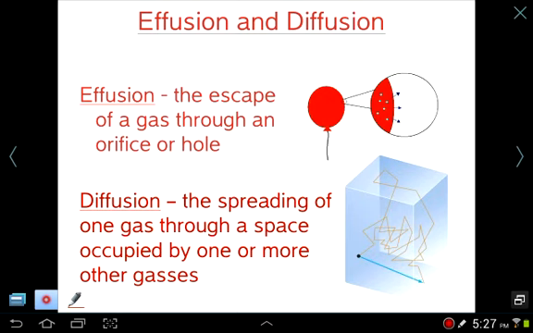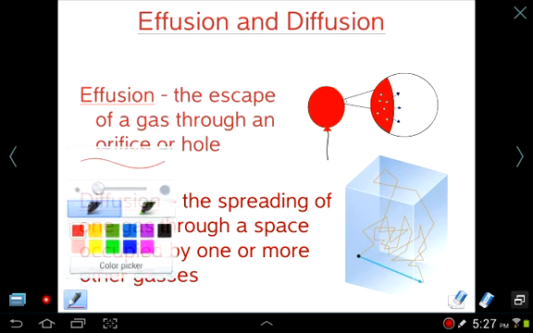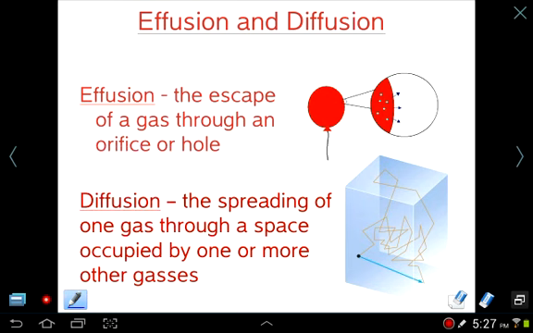And diffusion is actually very similar, and this is simply the spreading of one gas through a space occupied by other gases. So this is essentially the mixing. You can think of diffusion in short as the mixing of gases. The rate, or how fast effusion or diffusion happens, will depend on the mass of the gas, as we'll see in a minute.